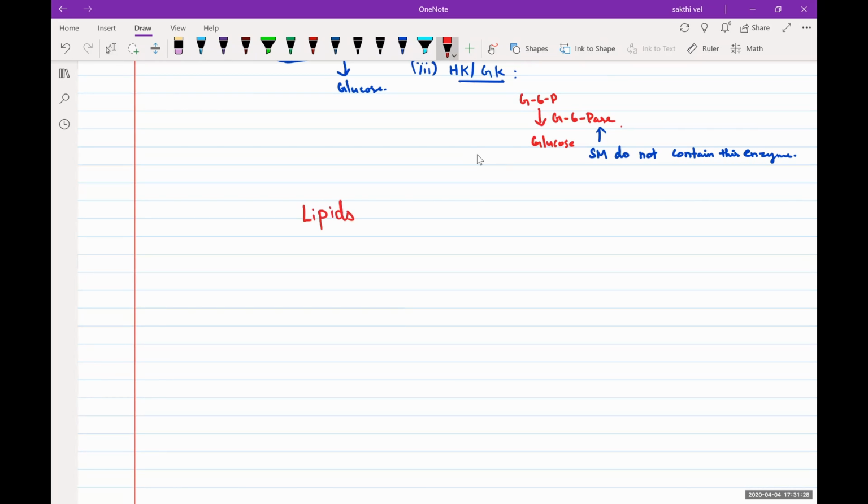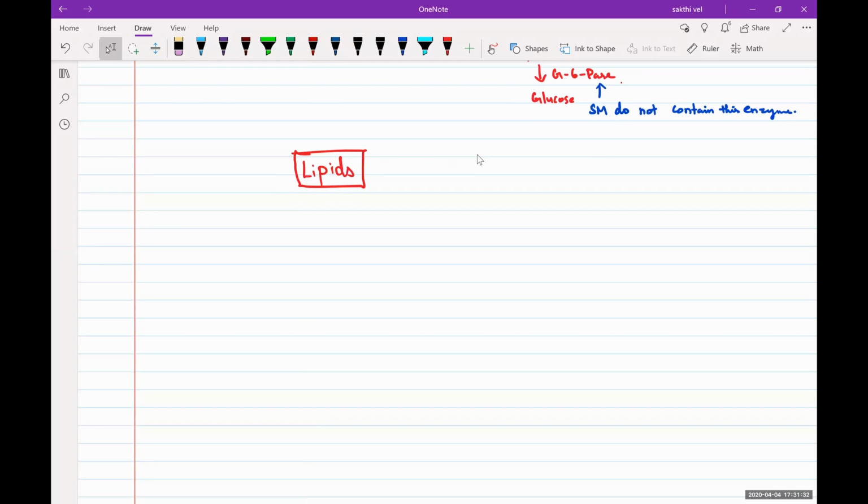Next important topic is lipids. Okay, and in the lipids, the basics are pretty high yield. In the basics, 1 gram of lipid yield.